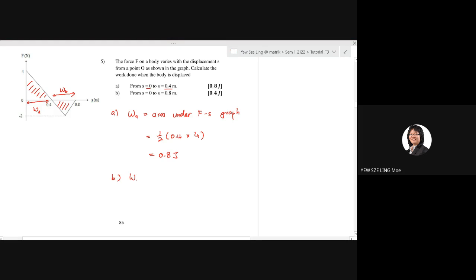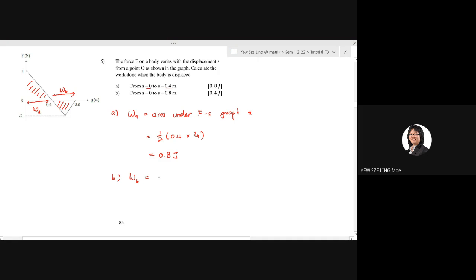So WB, now I don't need to write this statement anymore because I already showed it in the first calculation, question A. Usually if you use it in the same question already, then the marks won't be given for the second time. So even though it is still using the same concept, area under Fs graph, you don't have to write it because the marks are given in question A already.